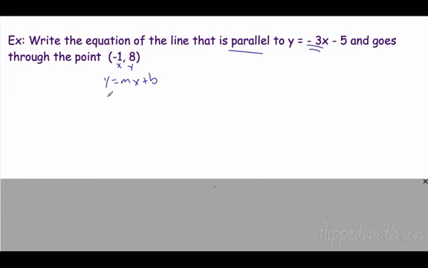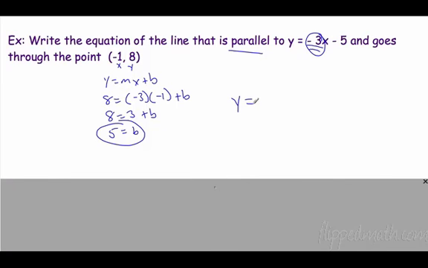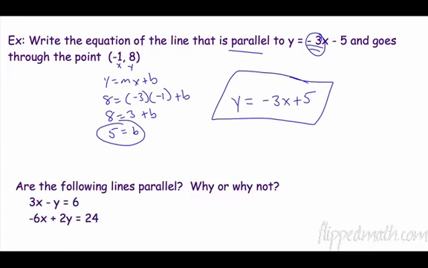So y is 8. m is negative 3 times x is negative 1. We don't know our intercept. All right, negative 3 times negative 1 is positive 3. Subtract 3 and we get 5. So our intercept is 5. Our slope is negative 3. So the equation would be y equals negative 3x plus 5. Okay? Let's go down here.